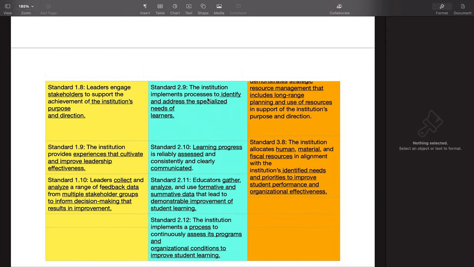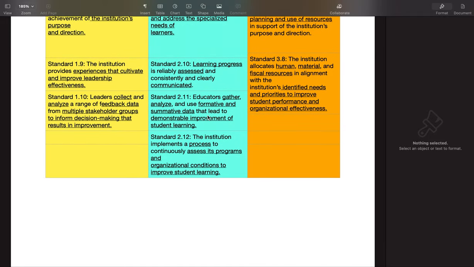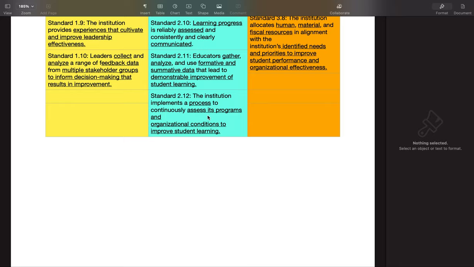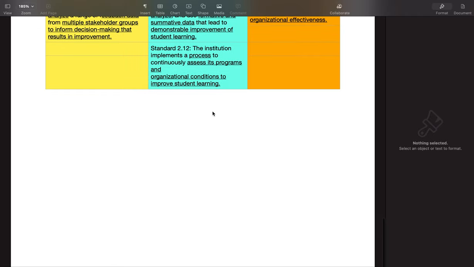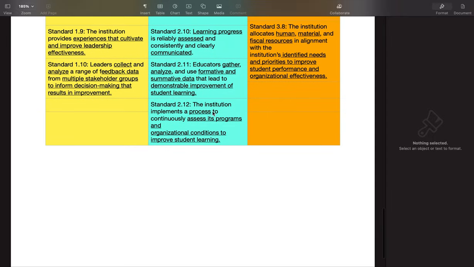The ninth one highlights the processes of implementation to identify and address the specialized needs of learners. The 10th standard highlights the learning progress and how reliably it is assessed and communicated clearly and consistently. The 11th standard highlights gathering and analyzing data using formative and summative assessments that demonstrate the improvement of students' learning. And finally, the institution implements processes to continuously assess its programs and organizational conditions to improve students' learning.